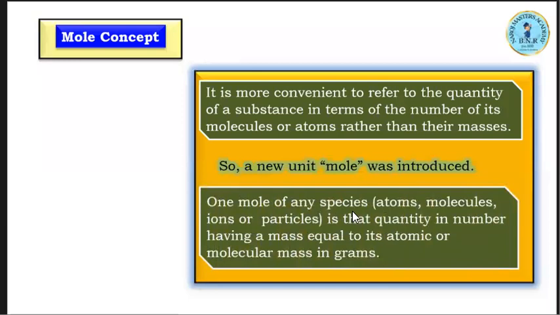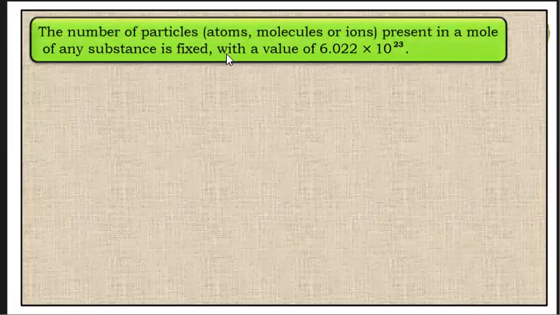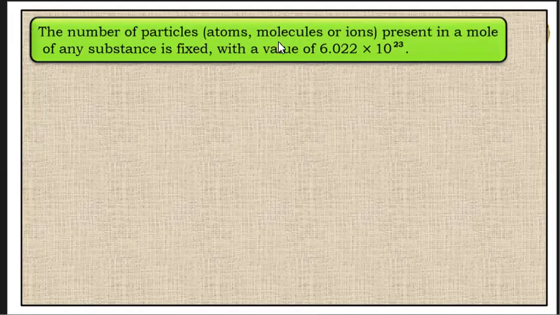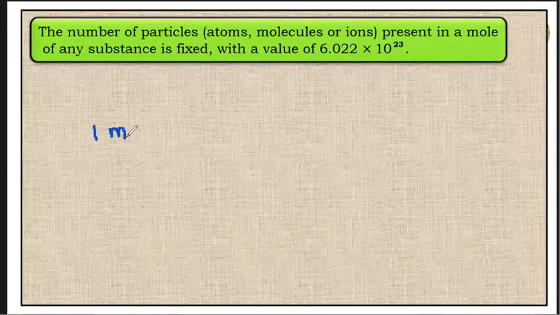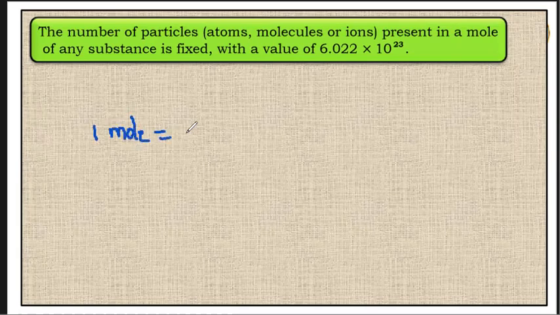So 1 mole of any species, atoms, molecules, ions or particles is the quantity having a mass equal to its atomic or molecular mass in grams. The number of particles, atoms, molecules or ions present in 1 mole of any substance is fixed. How many molecules are present? 1 mole is equal to, a very simple way to remember, 6.023 into 10 power 23.